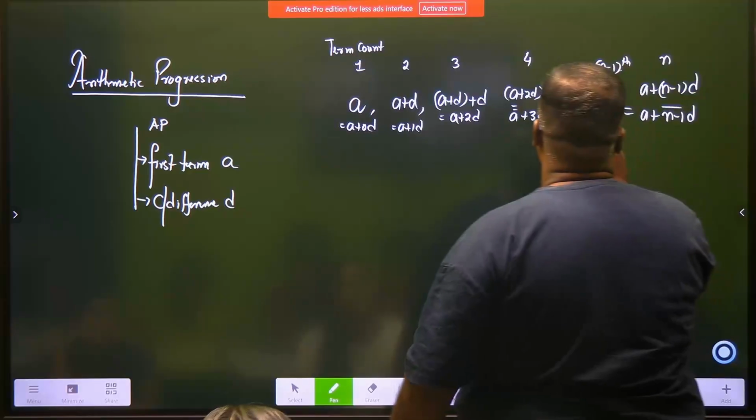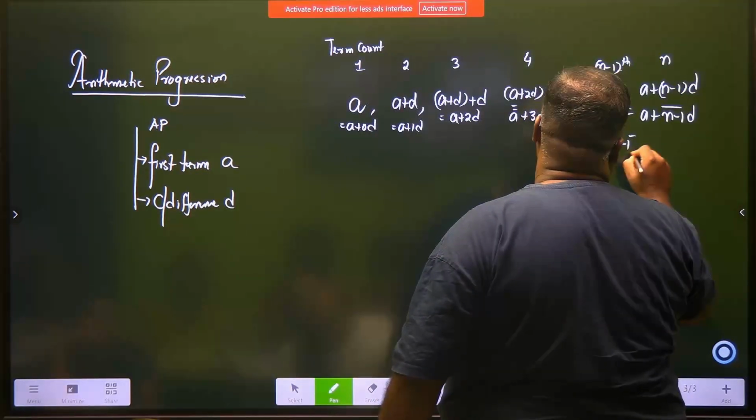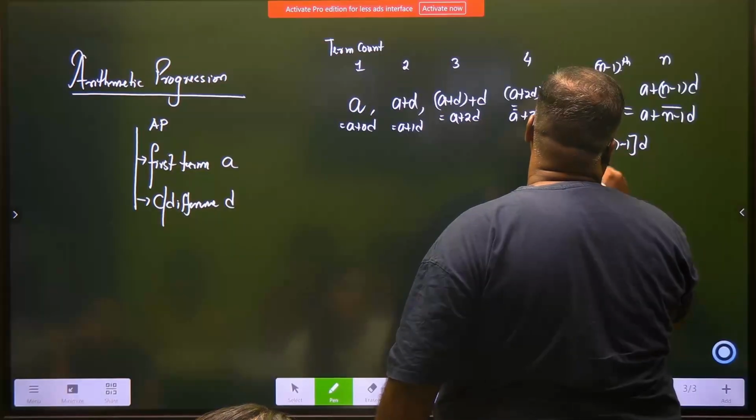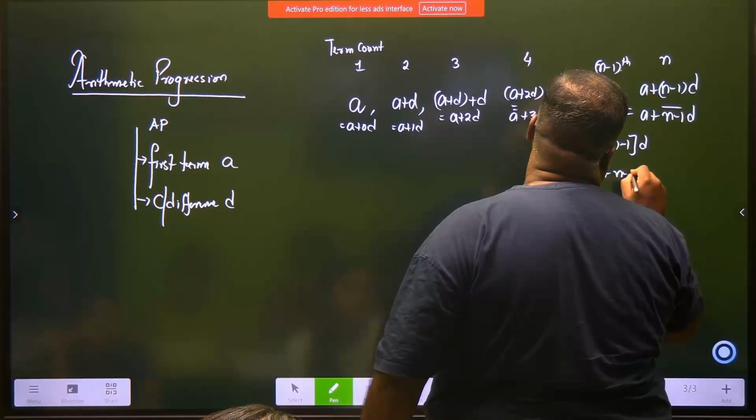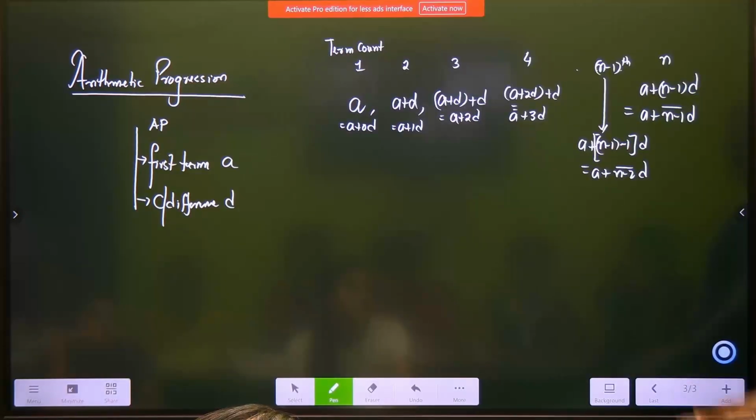So this should be a plus n minus 1 minus 1 into d, which should be equal to a plus n minus 2 into d. Have you understood this thing? If you have understood this much, you have understood AP.